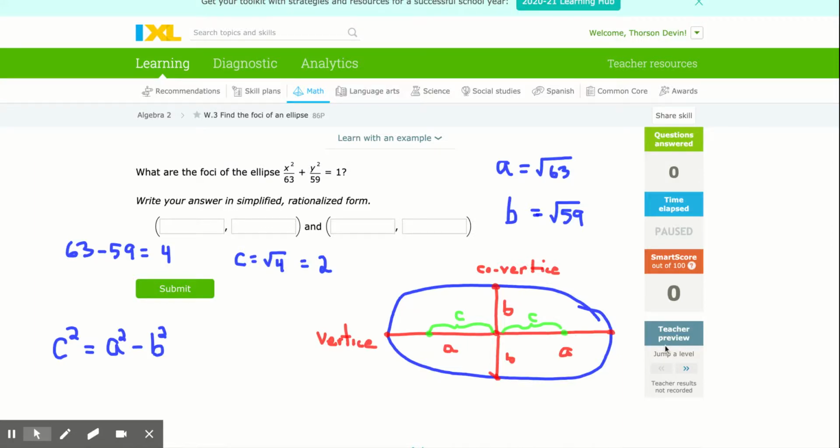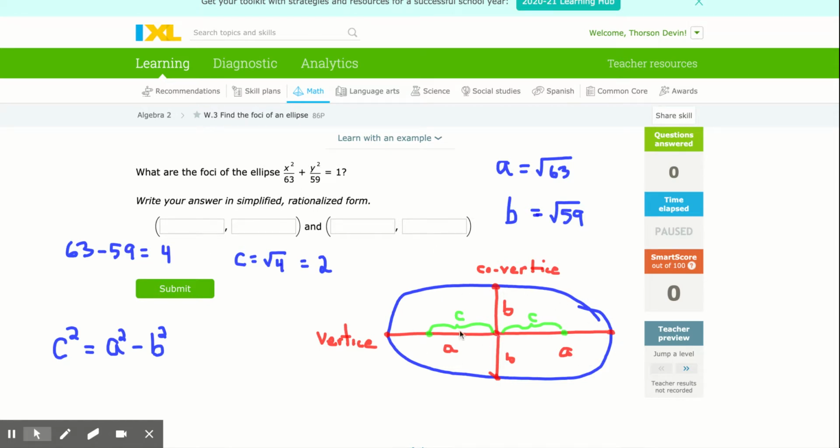Welcome. In today's lesson, we're learning how to find the foci of an ellipse. Now, we know that an ellipse is an oval. This one here is elongated longer horizontally because underneath the x squared, the 63 is larger than 59. So since the number underneath the x squared is larger, it's elongated horizontally.